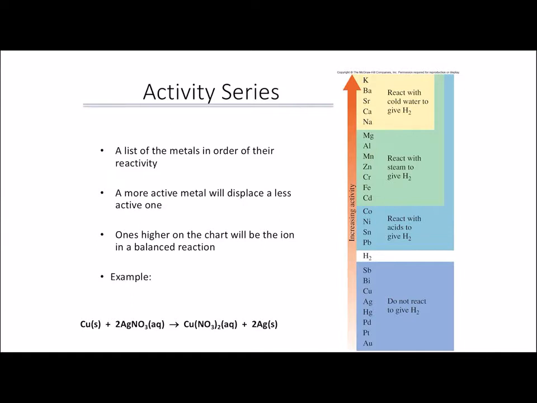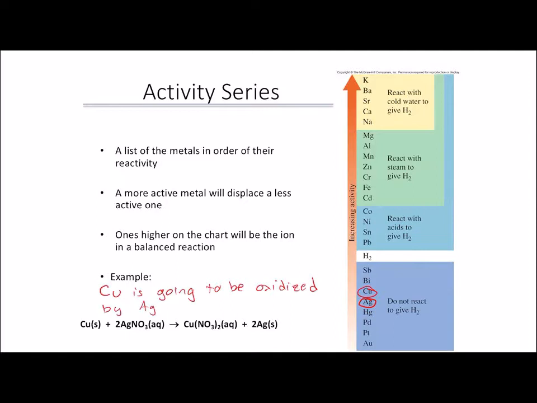Now, if we look at the reactivity series, we can see we have copper right here and silver right below it. So when we're trying to compare these two metals, since copper is higher on the activity series, it's more likely to give up its electrons. It's more likely to be oxidized. So we can say copper is going to be oxidized by silver.